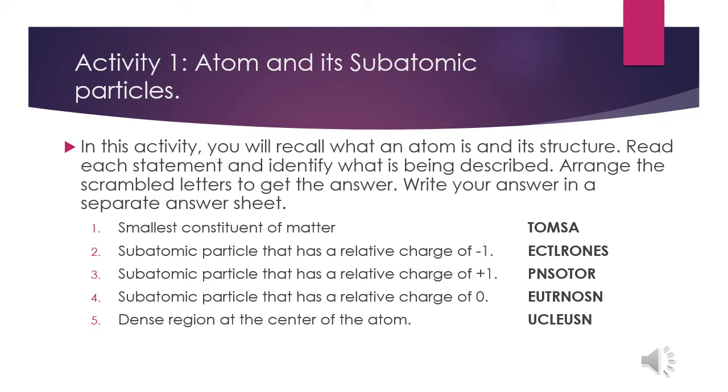Number 1, smallest constituent of matter. Number 2, subatomic particle that has a relative charge of -1. Number 3, subatomic particle that has a relative charge of +1. Number 4, subatomic particle that has a relative charge of 0. Number 5, dense region at the center of the atom.